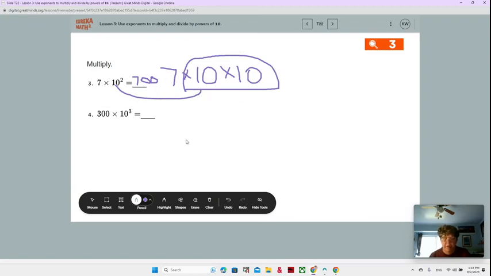Okay, so we're okay. And then 300 times 10 to the third power. All right, 10 to the third power, 3 zeros. That's the same as 1,000, or 10 times 10 times 10. And then we're going to multiply that times 300. Okay, so 300 times 1,000.